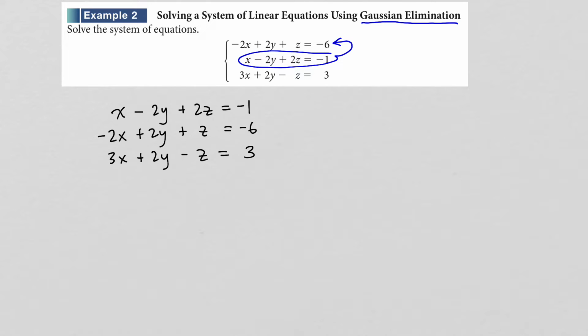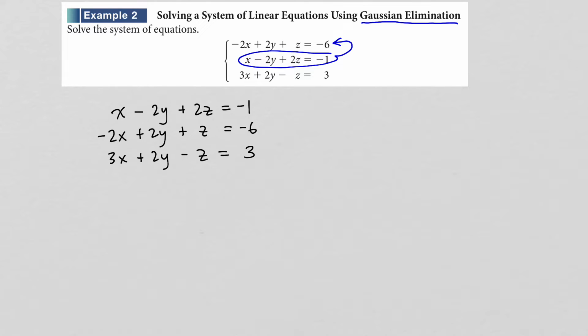Now remember, what we really want to have happen here is we want this x variable here to be missing, and in the last equation we want both of these variables to be missing. So what I'm going to do here is use the first equation to get rid of the x in the other two equations. And I'll have to do these in 2 steps.